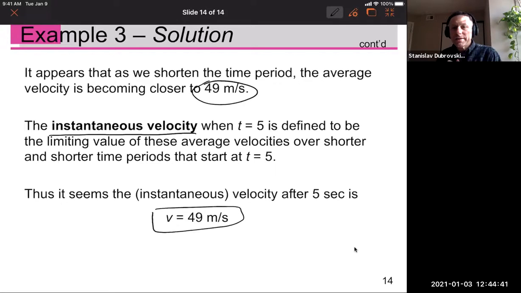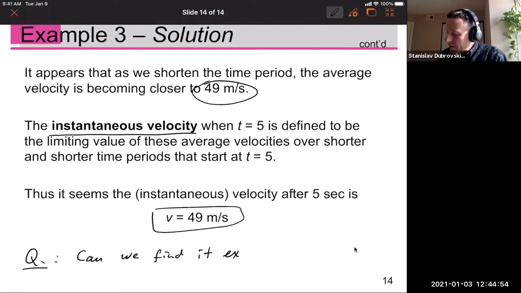But of course, this is just calculator evidence, and the question for next time is, can we define and find it exactly? Means without relying on calculator and so on.